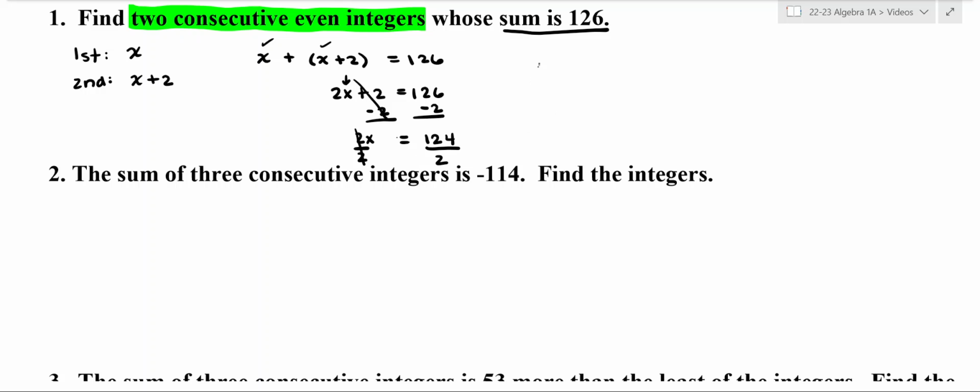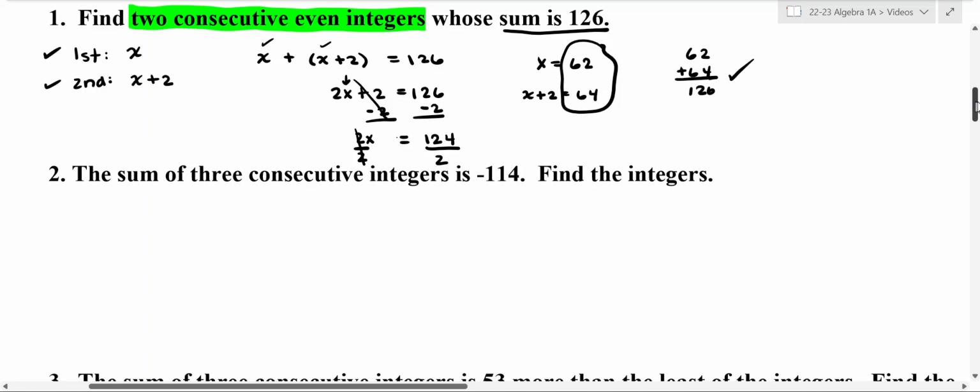And I get that x equals 62. So that means that the first number is 62, and the second number, which is x plus 2, is going to be 64. So these are the 2 consecutive numbers that add up to 126. Check. All right, next example.